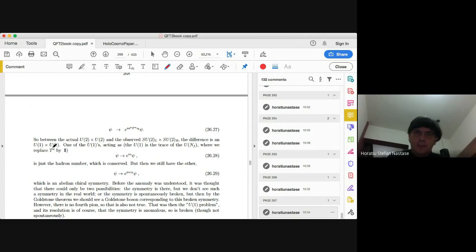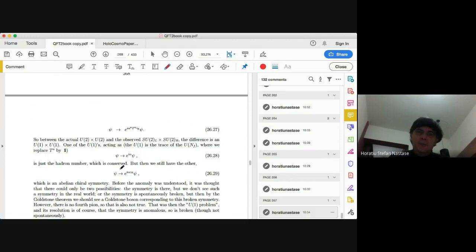One of the U(1)s, you can think of it as the trace of U(N_F), or the element 1 inside T^A, acts as psi going to e to the alpha psi. And this is a global symmetry, a global U(1), acting on the fermions, on the quarks, but that's just hadron number, or baryon number if you want, which is conserved.